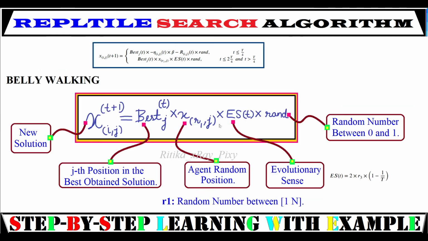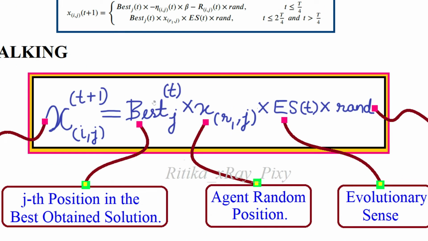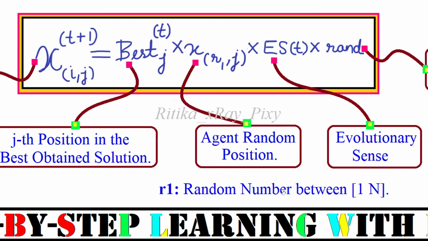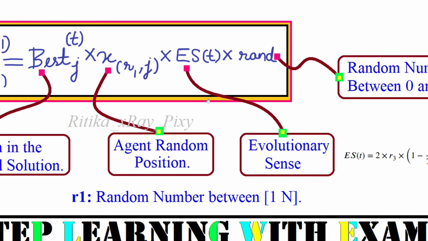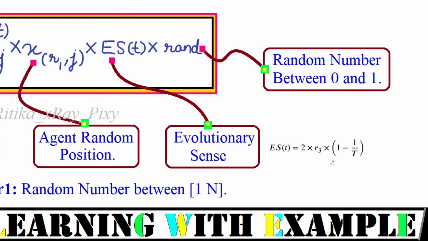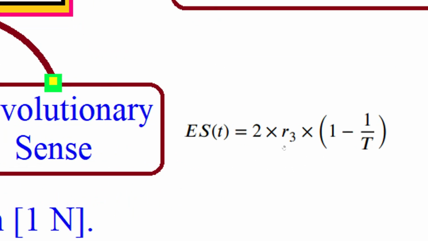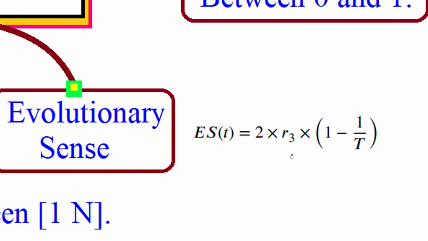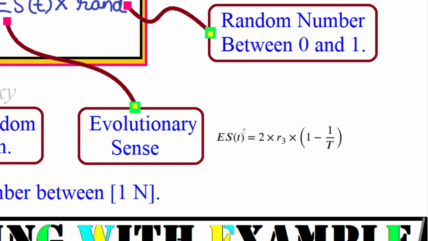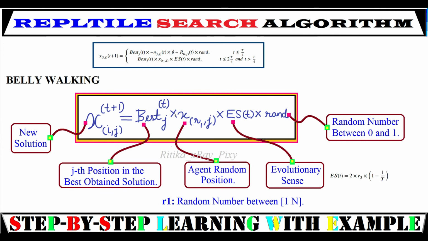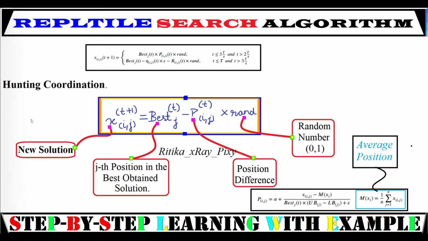If this condition is not true, then we will use the valley walk search method. Again, here you can see we have the best agent, that is the target, and this is the agent's random position. Here R1 is a random number between 1 and n. N is the total number of search agents we have, and this is the evolutionary sense that we can calculate using this equation. Here R3 is any random value again between 0 and 1. Capital T is the maximum number of iterations. Rand is a random number between 0 and 1.